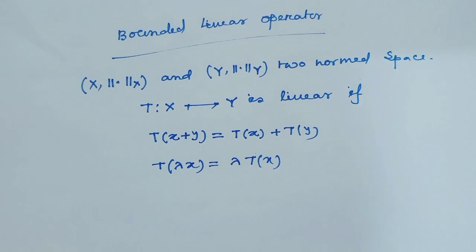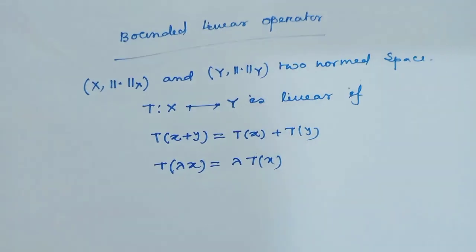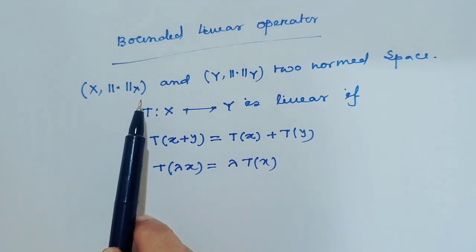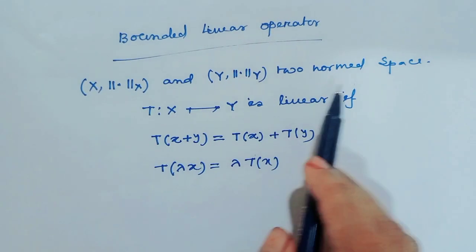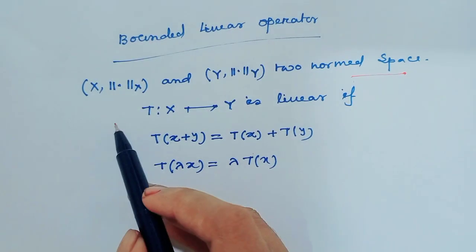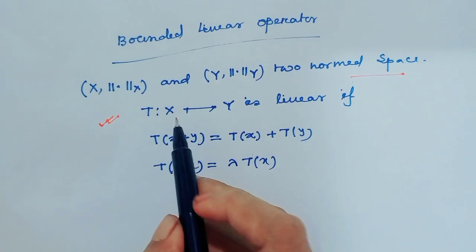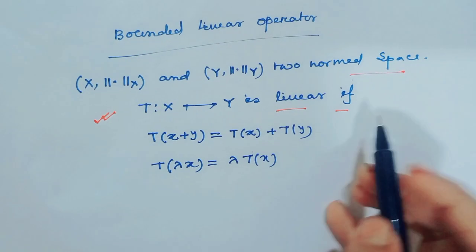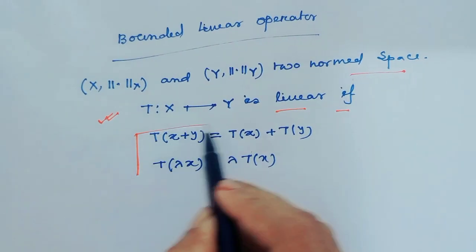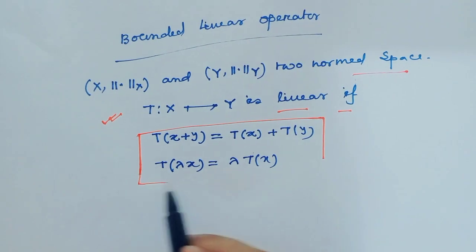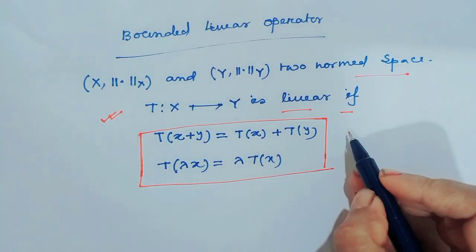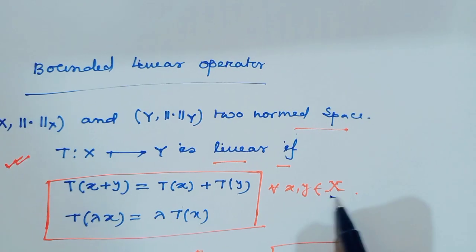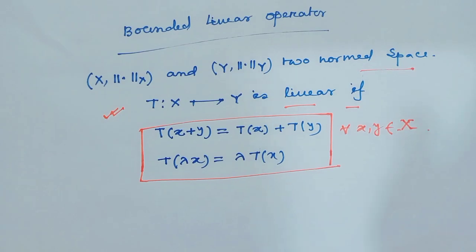First I will say what a linear operator is. Consider X with norm ‖·‖_X and Y with norm ‖·‖_Y to be two normed spaces. Consider a mapping T from X to Y, which is linear if T(x + y) = Tx + Ty and T(λx) = λTx, for all x, y belonging to the vector space X. Okay?